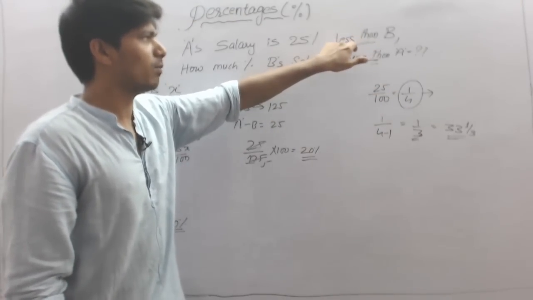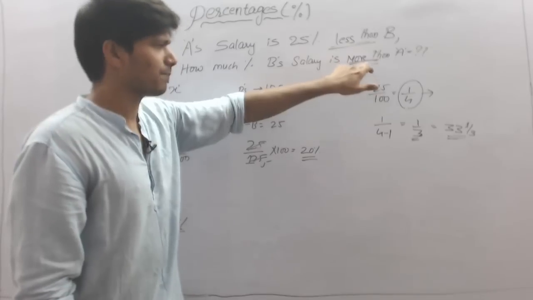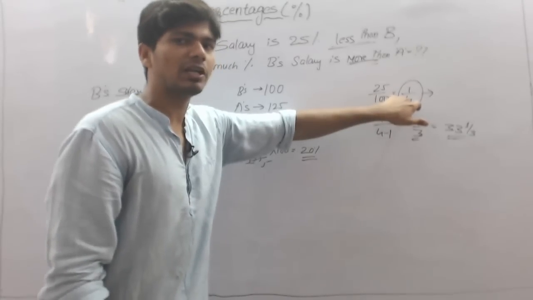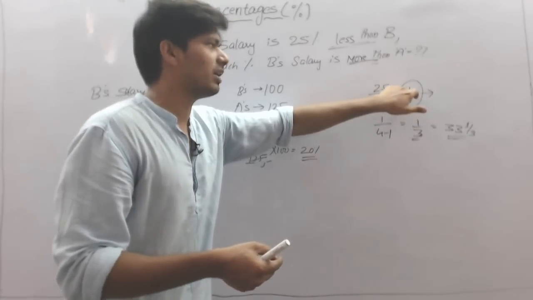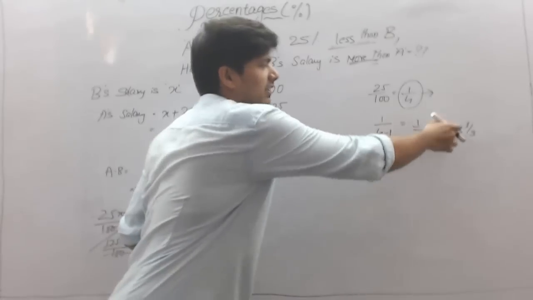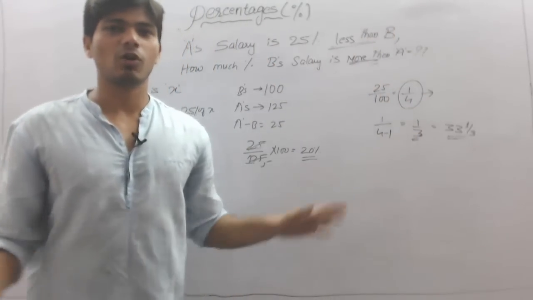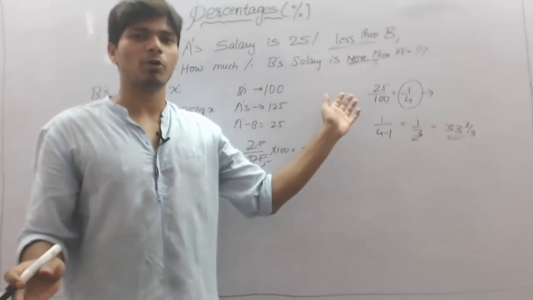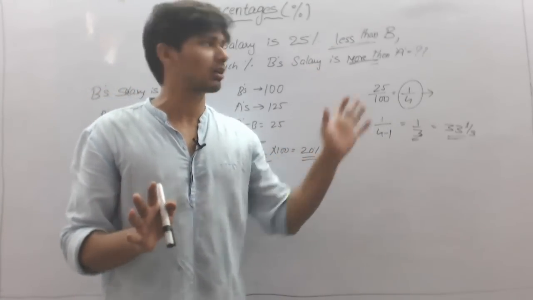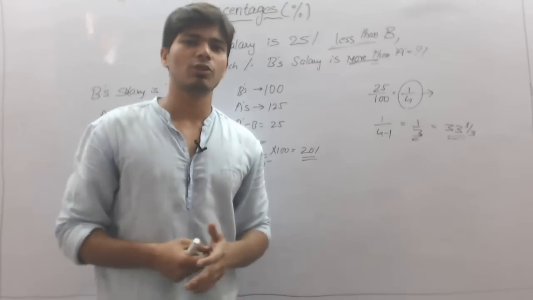And if it is given more and you want to make it less, you need to increase the value of the denominator. How do you increase the value of the denominator? You can increase it by adding the numerator. So 4 plus 1, that is 1 by 5, that gives 20%. Got clarity? This is a very important topic and people get confused. I hope you got clarity on this question. Now let's move to the other question.